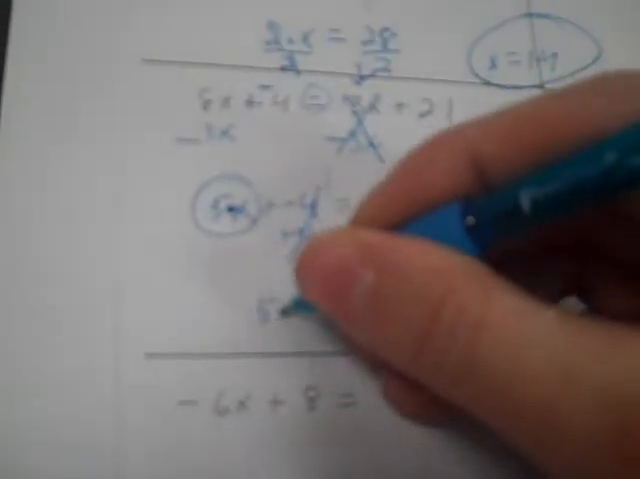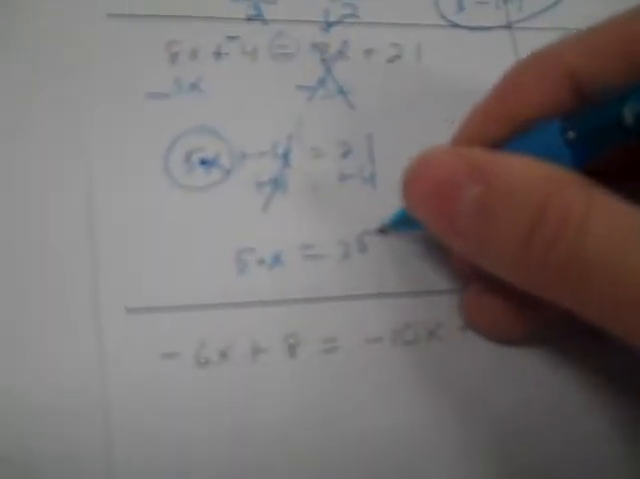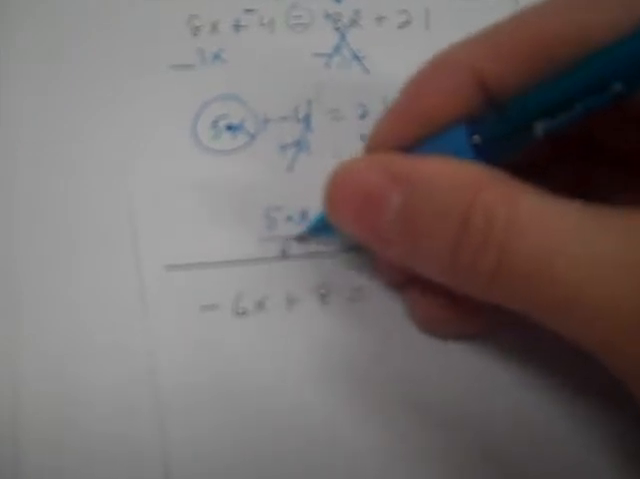So that cancels, and we have 5 dot x. 21 plus 4 is 25. Okay. That's done. Now, since I have a multiplier, I'm going to divide by 5. Okay, 5 divided by 5 cancels, sorry. 25 divided by 5 is 5. And that's your answer.